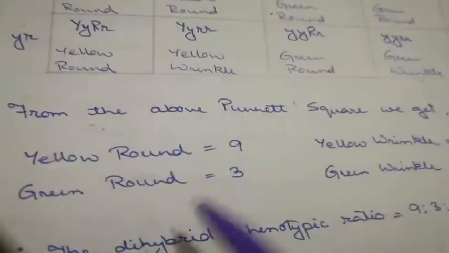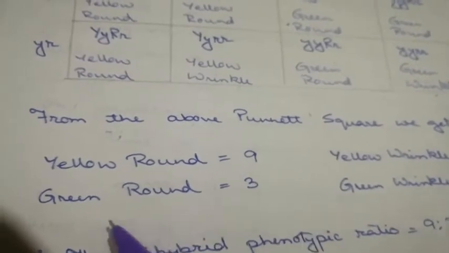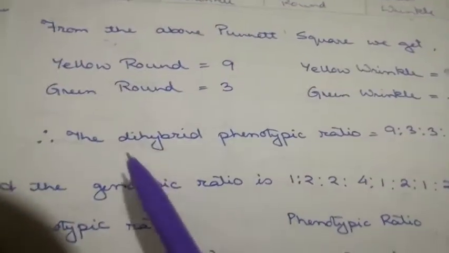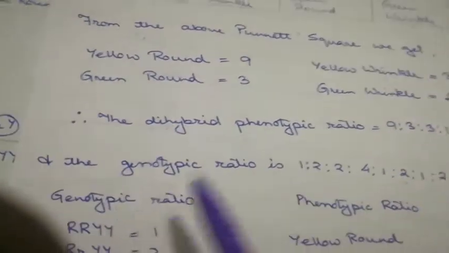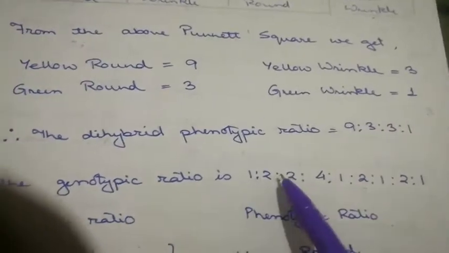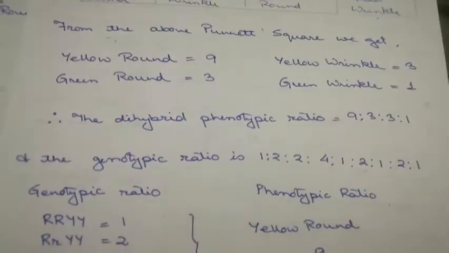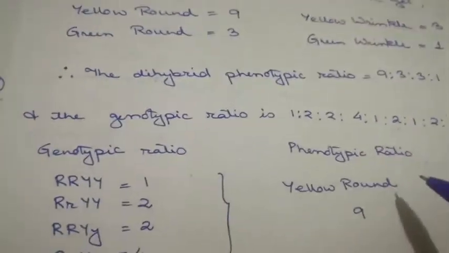So, after completion of the checkerboard, we will find that yellow round plants were 9 in number, green round were 3 in number, yellow wrinkle were 3 in number, green wrinkle were 1 in number. Therefore, the dihybrid phenotypic ratio is 9:3:3:1. Whereas the genotypic ratio is 1:2:2:4:1:2:1:2:1. So, thus, very simply, we will find out the genotypic and phenotypic ratio of Mendel's dihybrid cross.